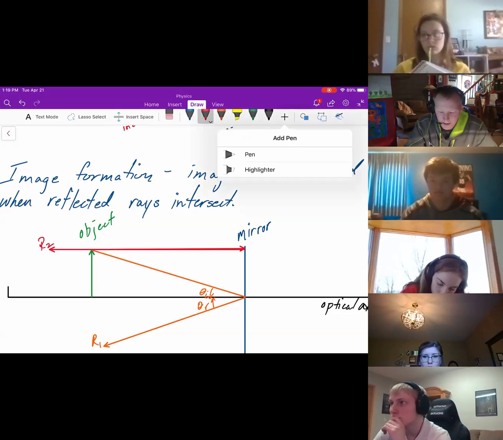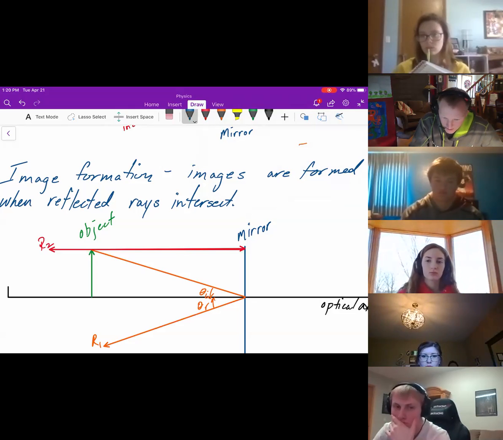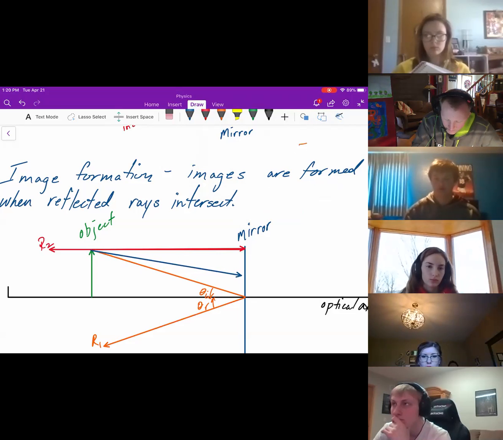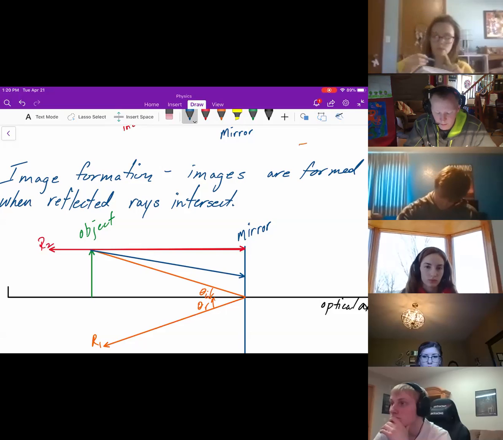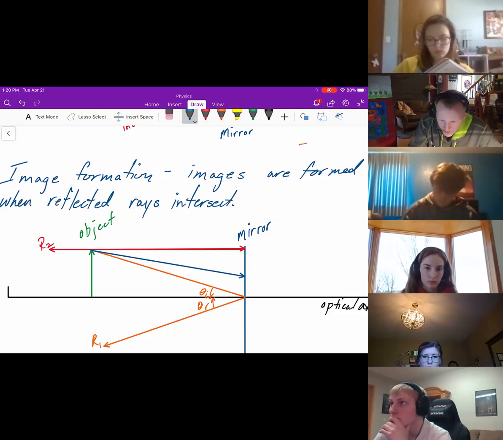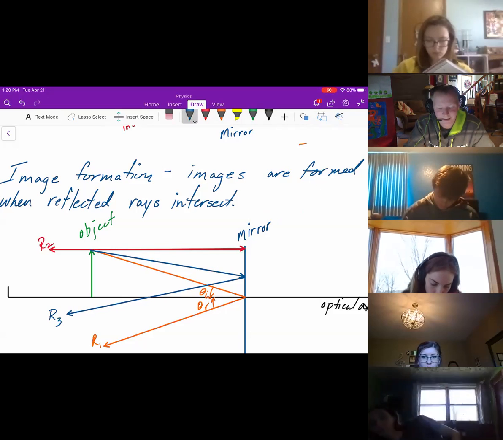Let's try this one. I'll do black. Blue, I guess. Let's draw another ray to the mirror. I'm going to do this one a little shallower than my first. Okay, so it's going to hit there. If we draw a normal line coming straight out from the mirror, it would reflect from that point at the same angle, but downwards. Oh no. That one doesn't actually hit either.